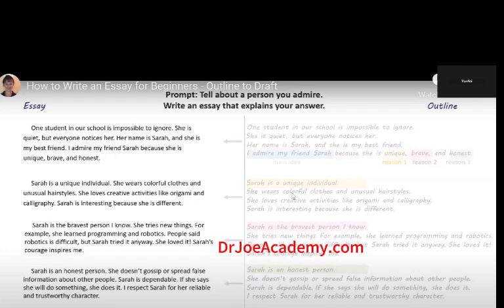Sarah is the bravest person I know. She tries new things. For example, she learned programming and robotics. People said robotics is difficult, but Sarah tried it anyway. She loved it. Sarah's courage inspires me.